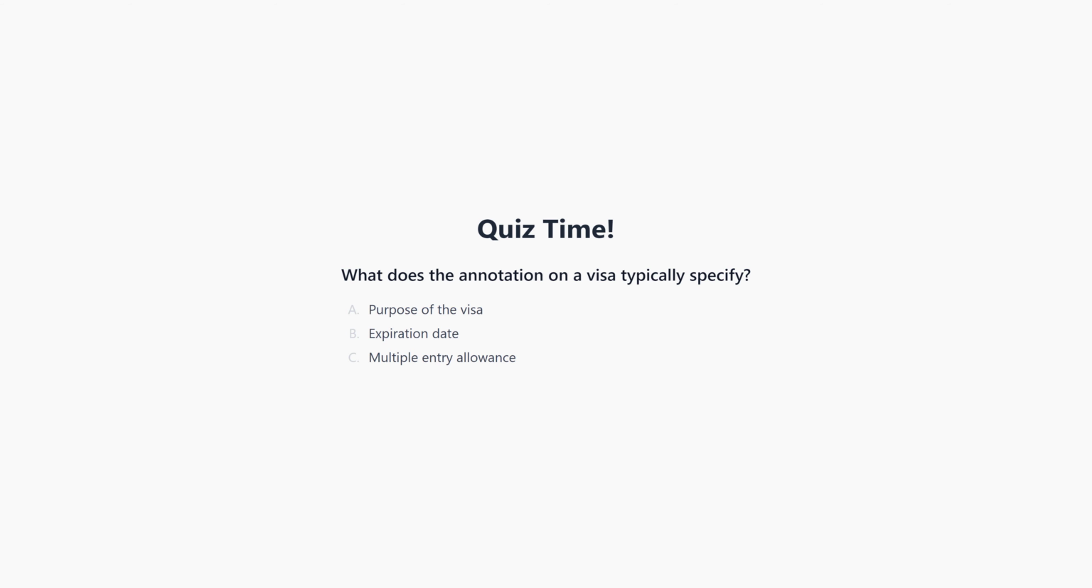Quiz time. What does the annotation on a visa typically specify? Here are your options. A. Purpose of the visa. B. Expiration date. C. Multiple entry allowance. You may pause the video now to think about the answer. We will discuss the answer in the next section of the video.